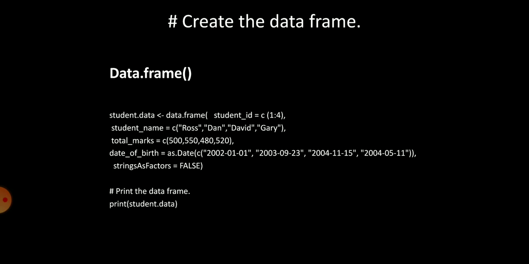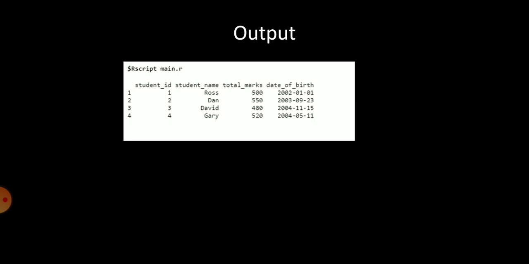If you want to create a data frame, you will use the data.frame function. This is the syntax. Let's say you want to store a data frame for representing the data of the student. So here we are creating a data frame which will store the student ID, the student name, total marks and date of birth of the student. So this is how we will store this data frame and we can print. Once you execute the statement, you will get this output which represents 4 columns, namely the student ID, student name, total marks and date of birth.